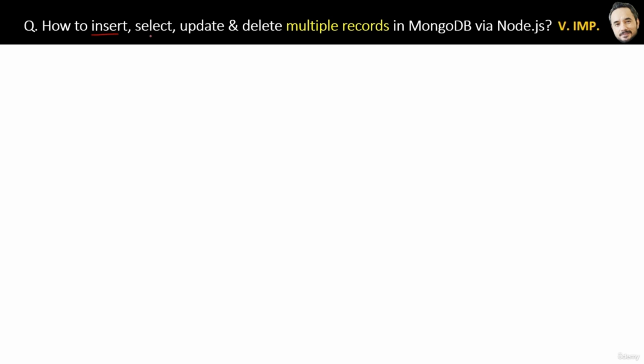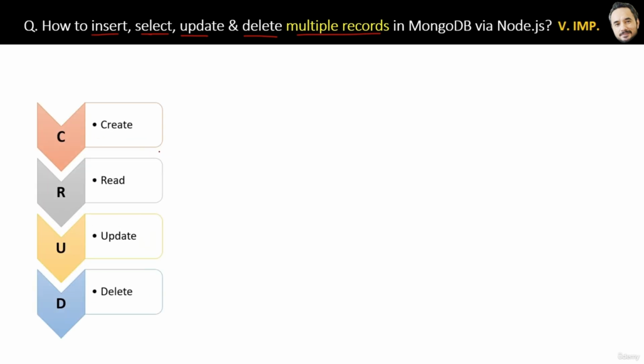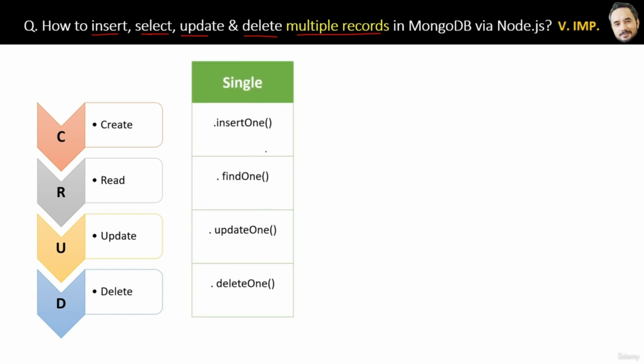How to insert, select, update and delete multiple records in MongoDB via Node.js? This is a very important question from the interview point of view. Okay, here we have the CRUD operations like this. To perform them, until now we were using these methods: insert one, find one, update one and delete one. As their names suggest, all these methods can insert, select, update or delete only and only one record at a time. Insert will insert one record, select will select one record. So that is the purpose of them. Okay, meaning a single record is impacted.